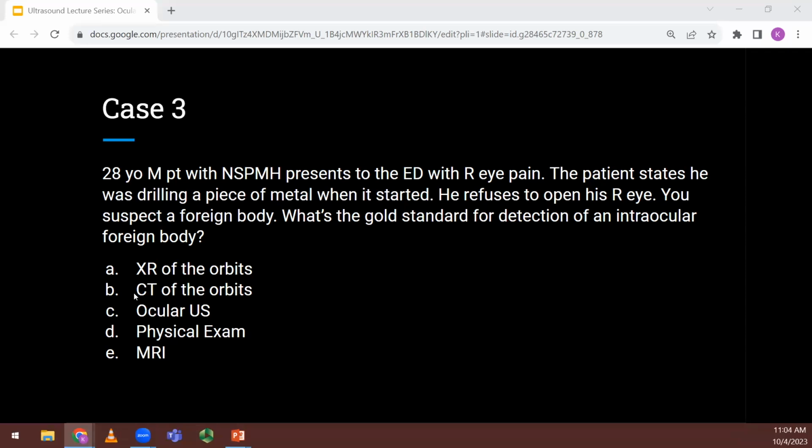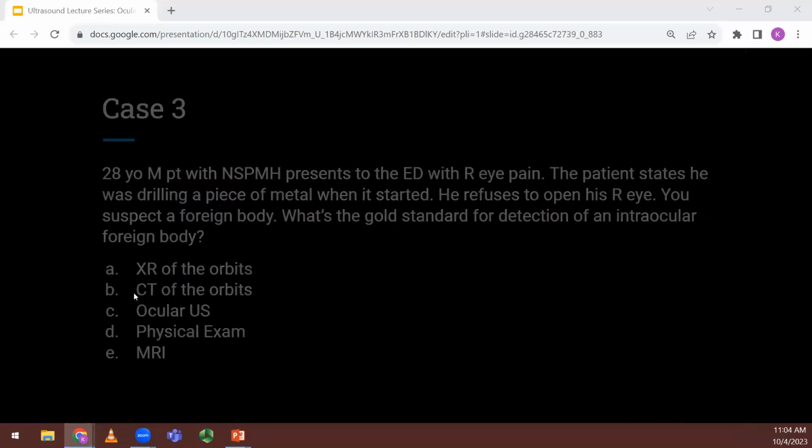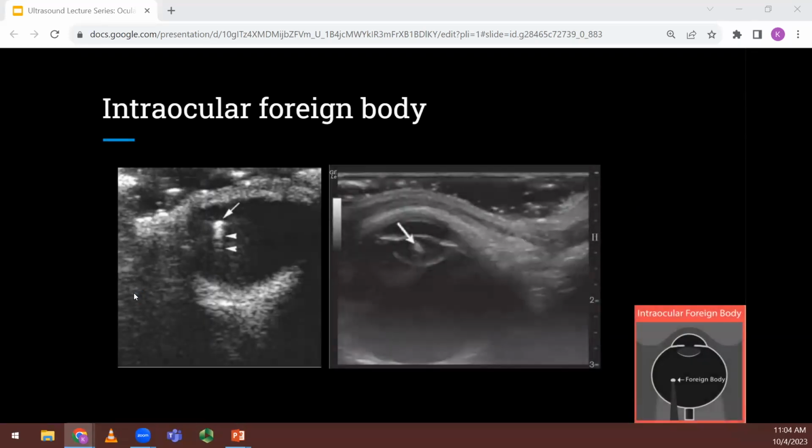Okay, I didn't see any hands. But essentially, it's going to be CT of the orbits. That's the gold standard. However, ultrasound is pretty good. With ultrasound, you're going to see this hyperechoic object associated with a reverberation artifact, and that's very suggestive of a foreign body. Of course, history and physical exam are also going to be suggestive of that, especially the history.